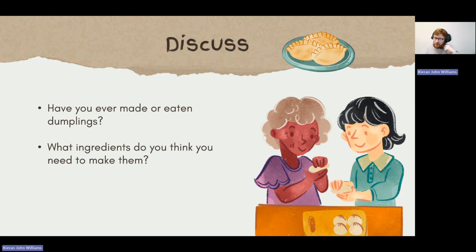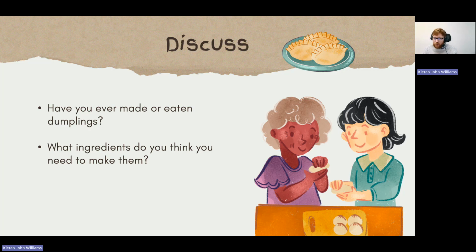So let's begin with a quick discussion. This is going to introduce the ideas of embedded clauses in a natural sense. So, bit of a strange question, but think about dumplings for a moment. Have you ever made them? Have you ever eaten them? And if so, what ingredients did you use or what flavors do you remember?